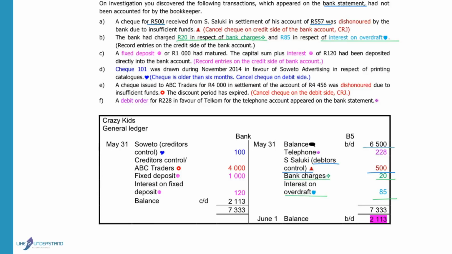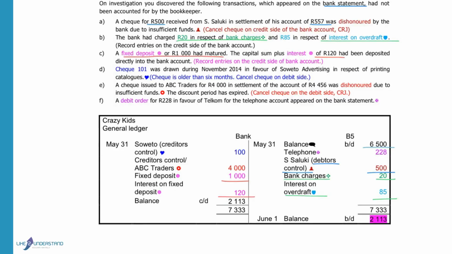A fixed deposit of 1,000 had matured. The capital sum plus interest of 120 had been deposited directly into the bank. So we have to show this direct deposit in my bank account because the money in the bank increased, and we will show that the fixed deposit account will be credited with 1,000 and interest on fixed deposit will be credited with 120 Rand.